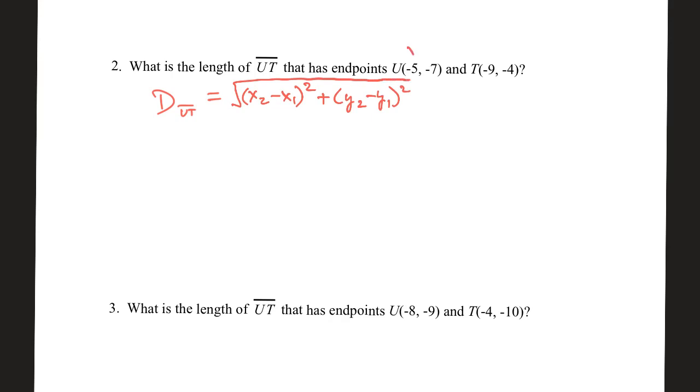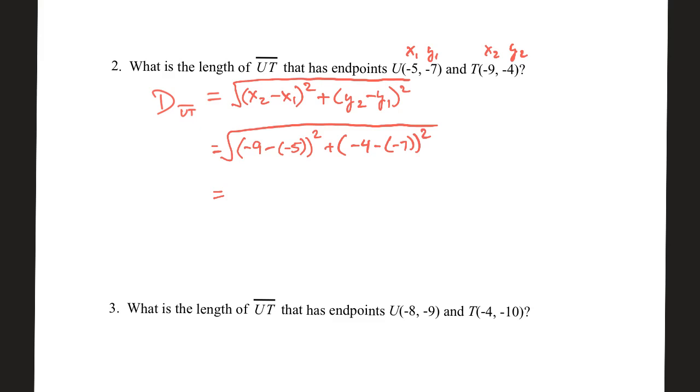Again, I'm going to label my points so that I don't get confused and I can easily plug in. Here we go. X2 is -9, subtract x1, which is -5. I put that -5 in parentheses so that I see that I am subtracting a negative. Always a good habit to have. My y2 is -4, subtract -7. Same thing there with the y's.